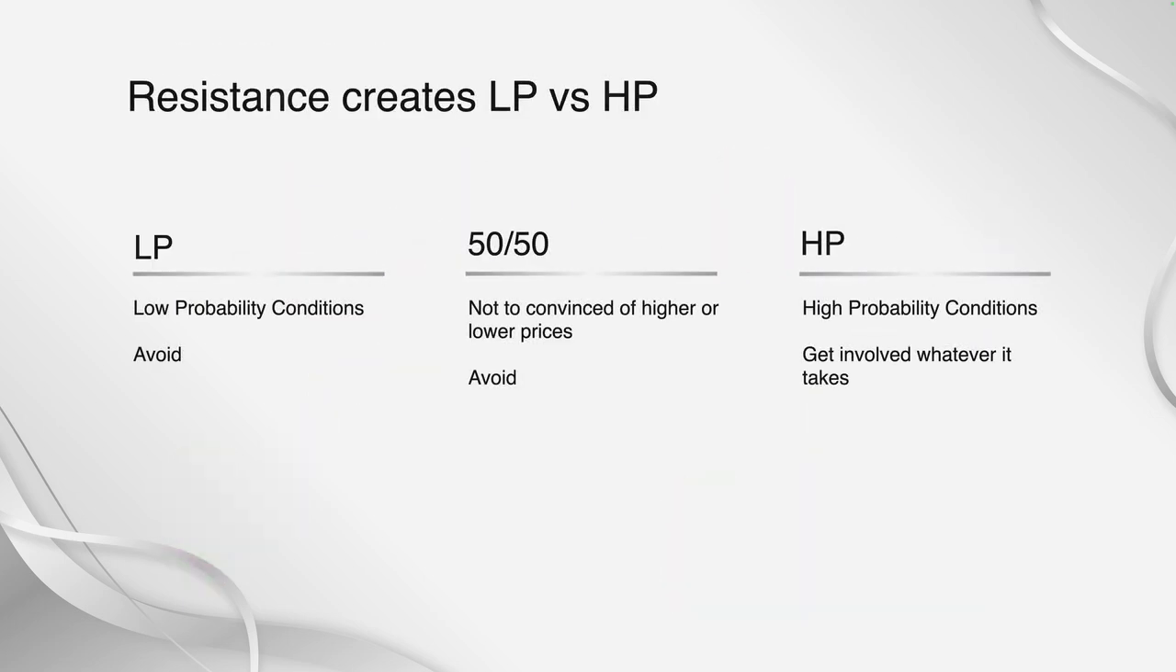So right here, resistance creates low probability versus high probability. LP is low probability again, and HP is high probability. Why is this so important to understand? Because we need to determine what our low probability conditions are and what our high probability conditions are. Simply said, if we are trading in low probability conditions and afterwards in high probability conditions, oftentimes traders can find winners.